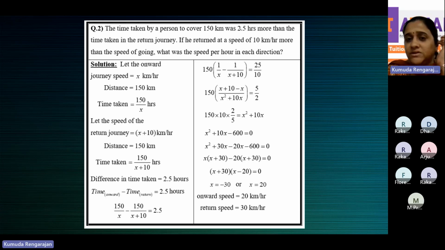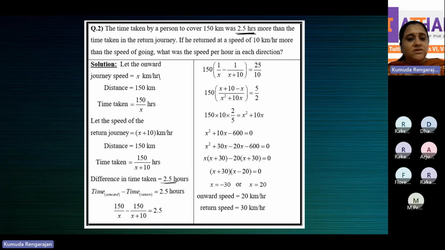Now we know that the difference in time taken is 2.5 hours. So how do you write the difference in time taken? Where you take more time minus where you take less time is equal to 2.5. So where will you take more time? Where the speed is less. When speed is less, time is more. They're inversely proportional. More time, so speed should be less.